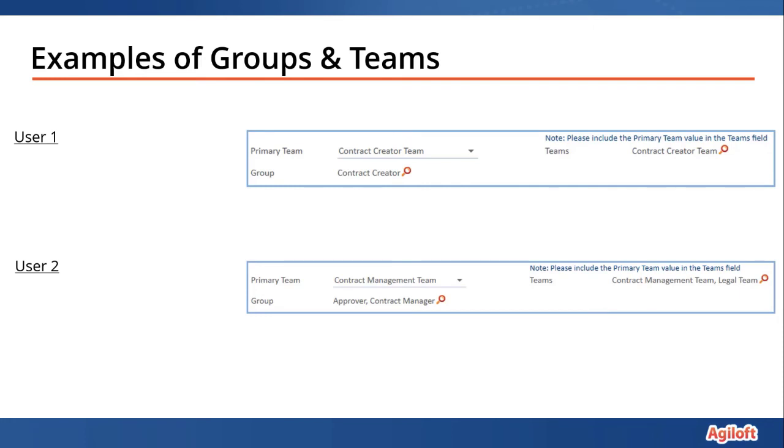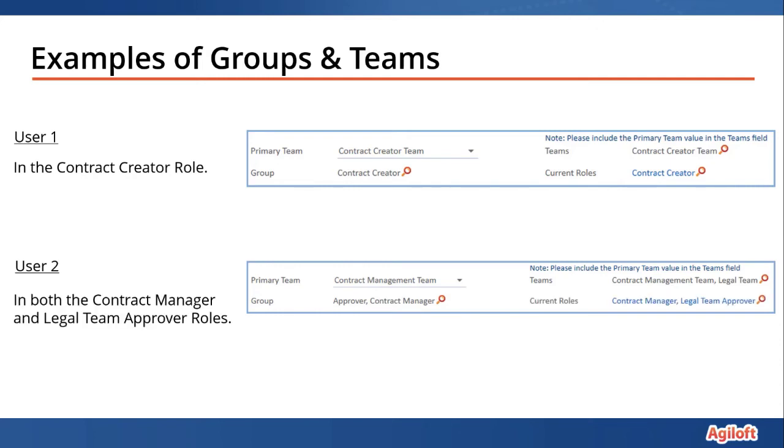Now that we have seen how these users interact with the system, let's define their roles. User 1 is working as a contract creator. This is their role, which defines both their group and their team. User 2 works within the bounds of the contract manager role and the legal team approver role. For this reason, they have two roles assigned to them, contract manager and legal team approver.